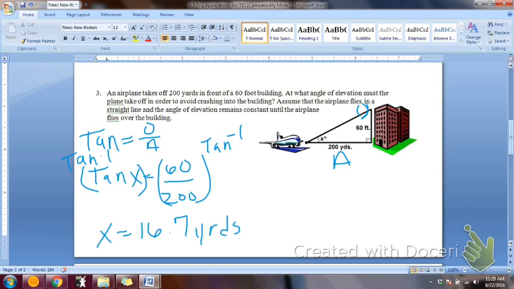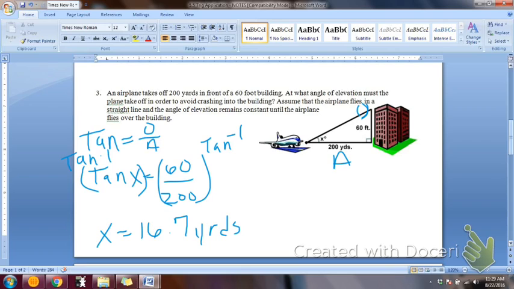So it says, at what angle of elevation must the plane take off in order to avoid crashing in the building? Boy, this is kind of actually applicable. If you've ever been on a plane, they don't just randomly choose an angle to take off at, right? Some of them are going to have to really crank that nose of the airplane off to make sure you miss that building or the flight control tower or whatever.